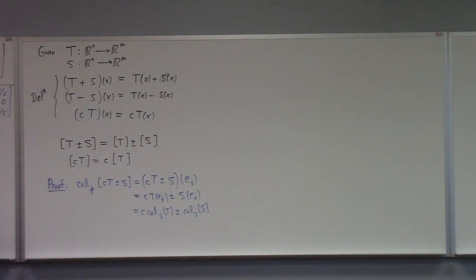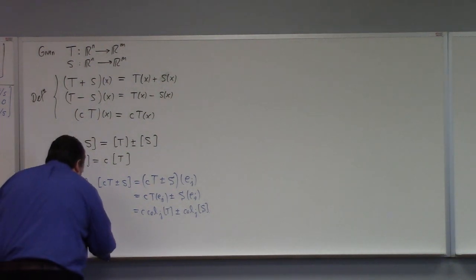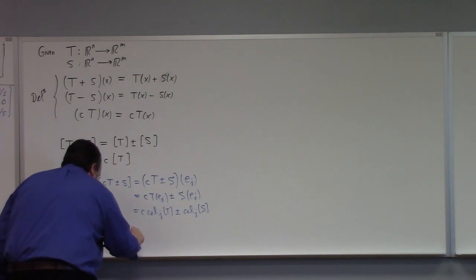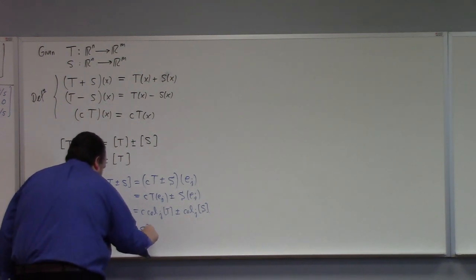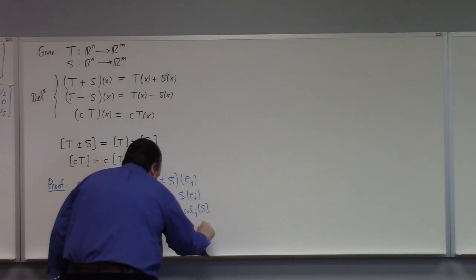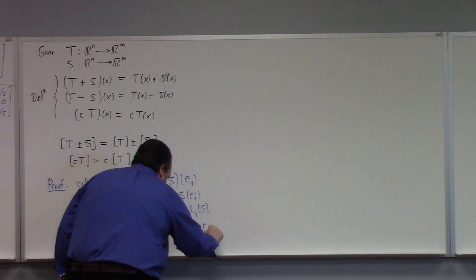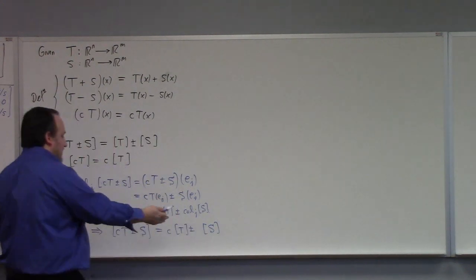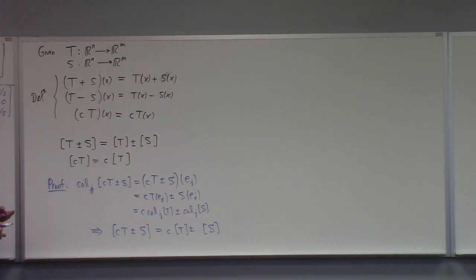But if the jth column of these two matrices are equal for arbitrary j, that means the two matrices are equal, right? So this tells me that the standard matrix of CT plus or minus S is equal to C times the standard matrix of T plus or minus the standard matrix of S. And if you look at the special case of C equals 1 or S equals 0, we get the claims I just made, all right?